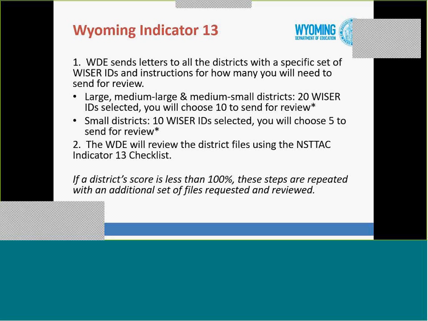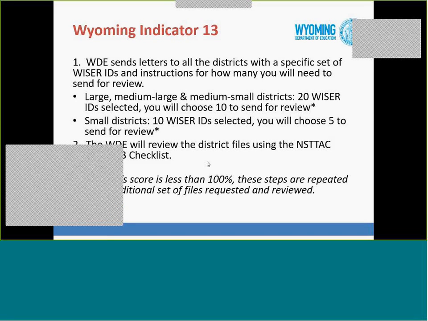And then we are going to go through all of the files that you send, and we'll review them using the NSTAC Indicator 13 checklist. We did provide that to all of you in the initial letters that we sent out. There's also a link on our WinWeb. If you go to winweb/resources/transition, the checklist is listed there, so it's in a couple different places for you. And if a district does score less than 100%, these steps are repeated with an additional set of files that are requested and reviewed.